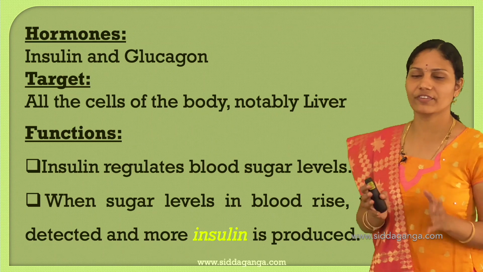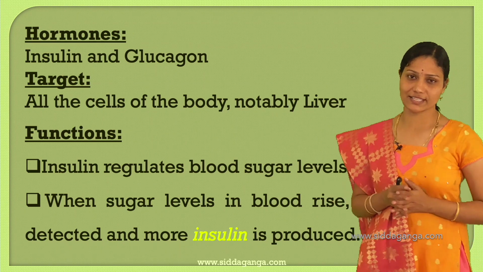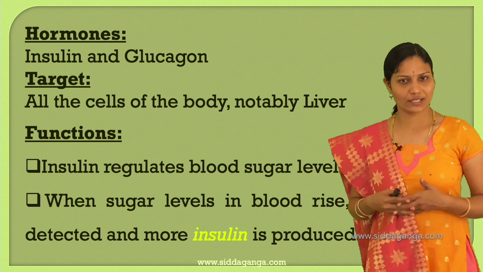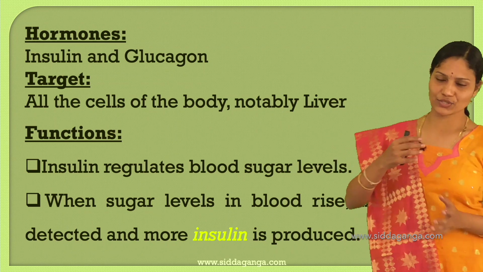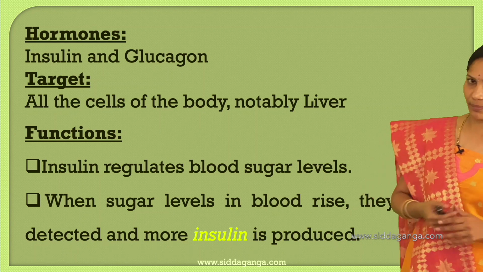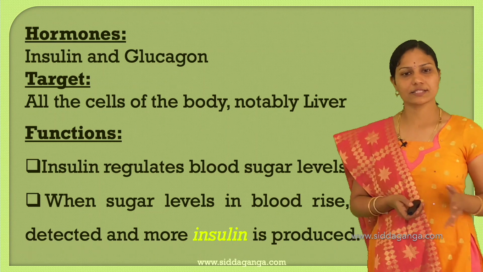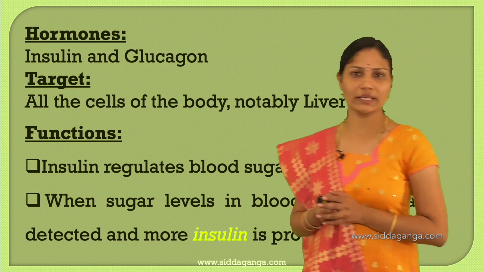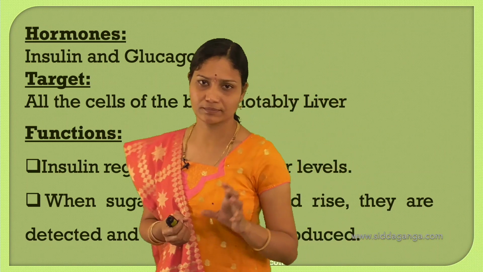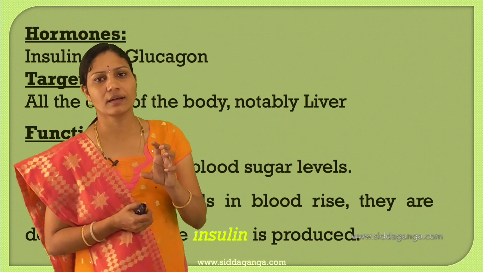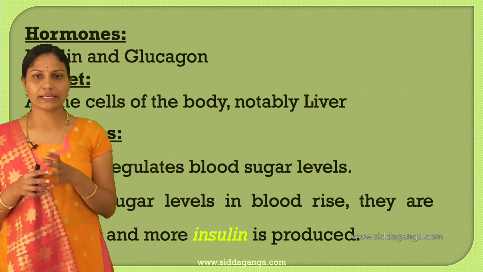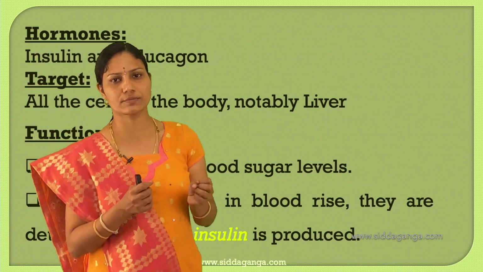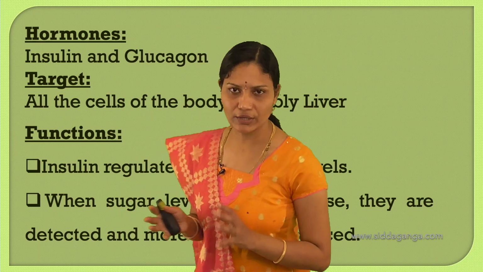So you must be very familiar with the term diabetes mellitus these days. So let's understand what that is and what is the activity or action of insulin and glucagon in the body. Target cells, almost all the cells of the body, notably the liver, because liver is the place where glycogen is stored, and the conversion of glycogen to glucose and glucose to glycogen.